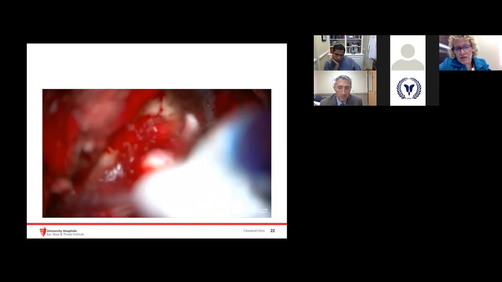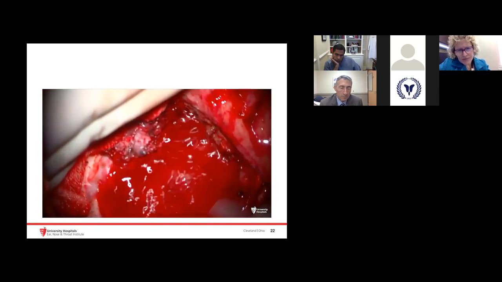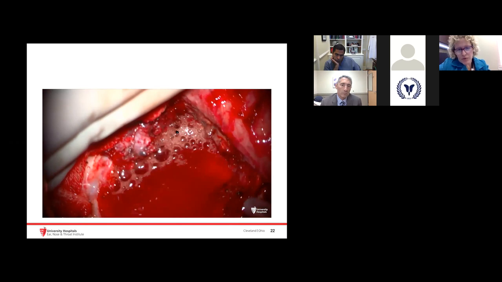delicate. And this is just the repair of that floor to sort of put the cork in the bottle and keep the CSF from getting out.